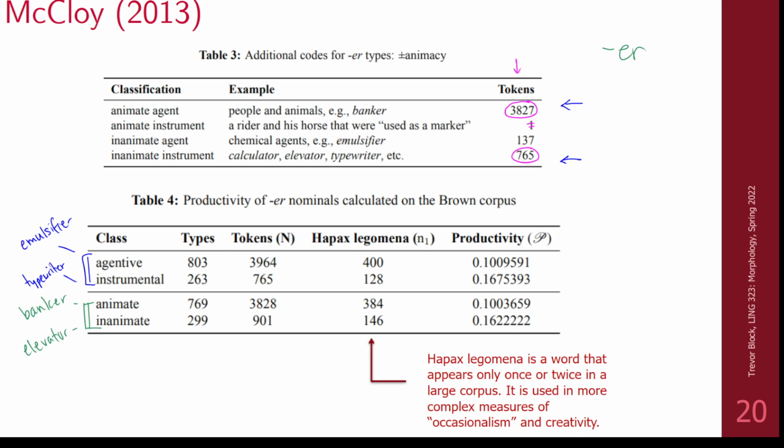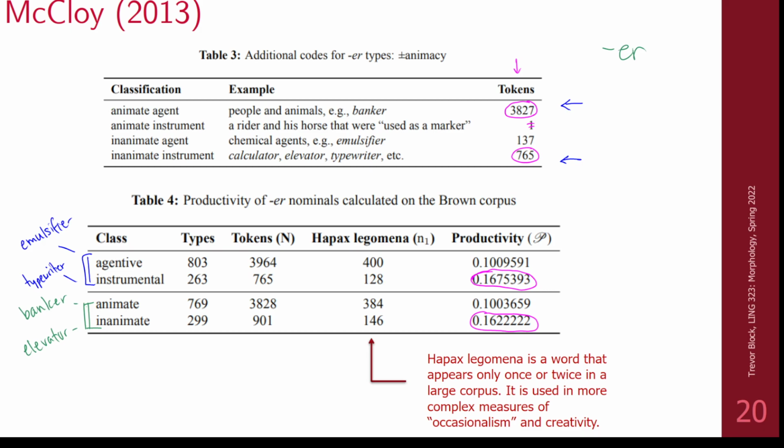So when we take a look at how productive these are, we can see that the instrument cases are actually more productive. So now there are more new words being created that are used instrumentally, and more of the new words are made for inanimates. Even though we have more agentive tokens, the amount of new words, relative to how many words there are total, says that the instruments, the inanimates, are actually more productive.